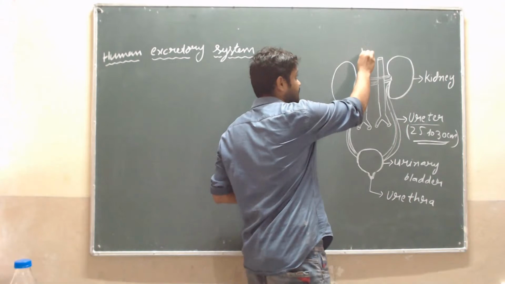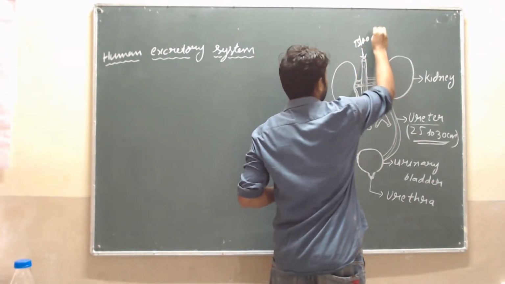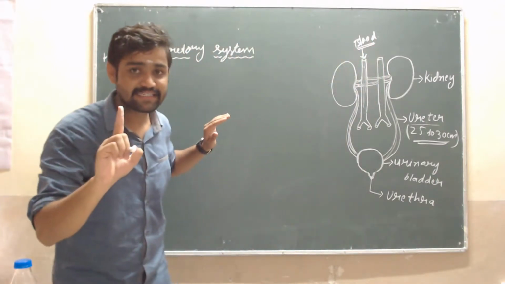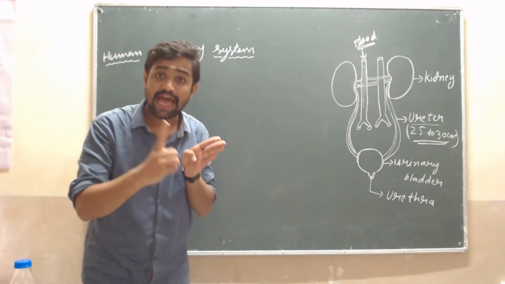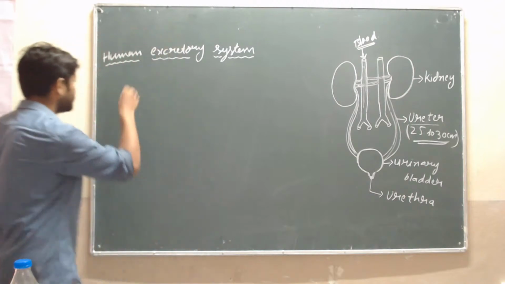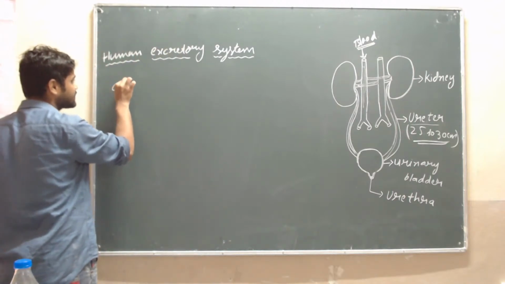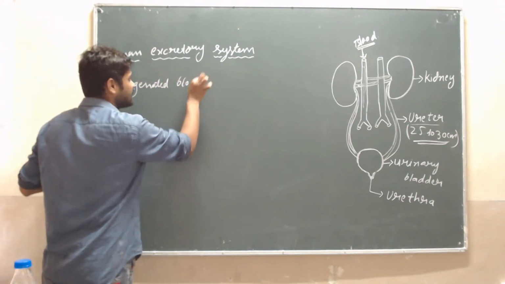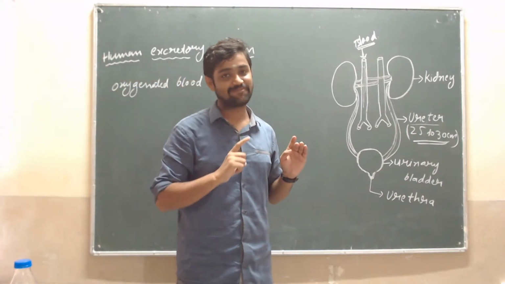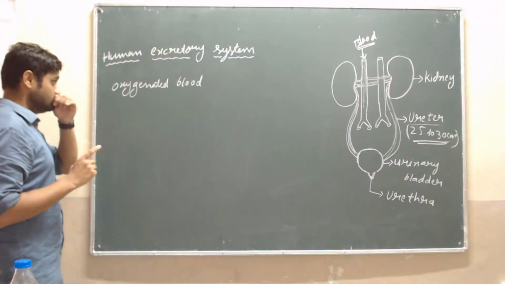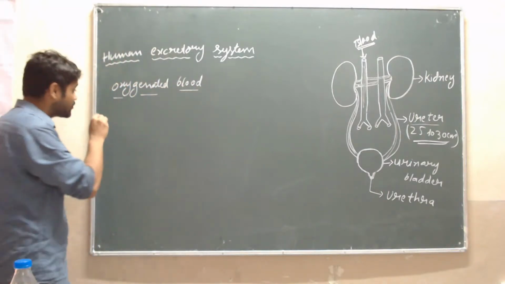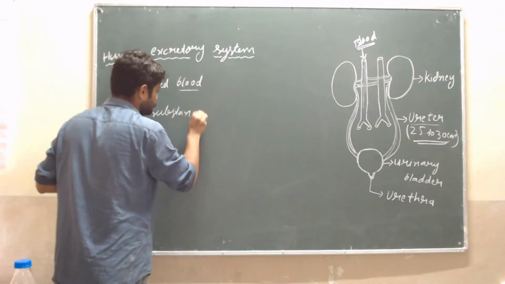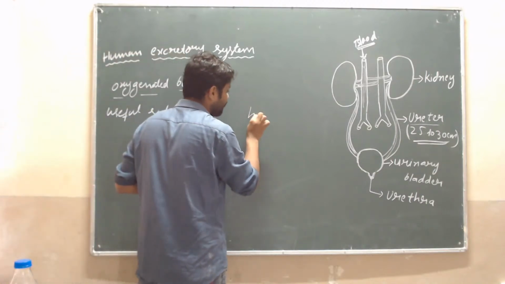Blood enters into the excretory system. This blood contains useful substances as well as useless substances. We can call it oxygenated blood, which we get from the heart. This oxygenated blood contains useful substances as well as harmful substances.